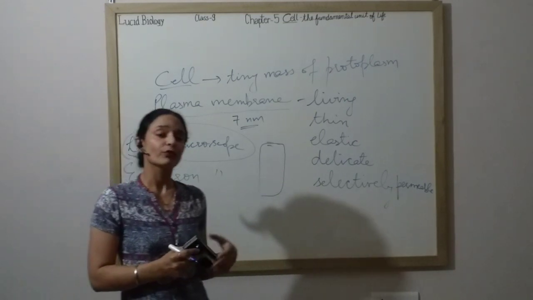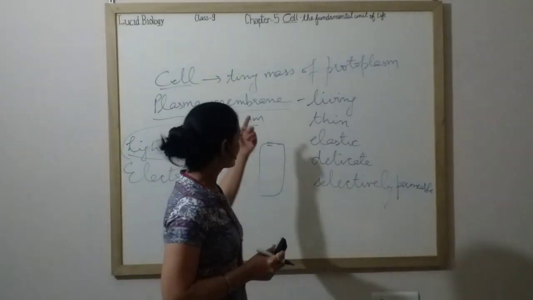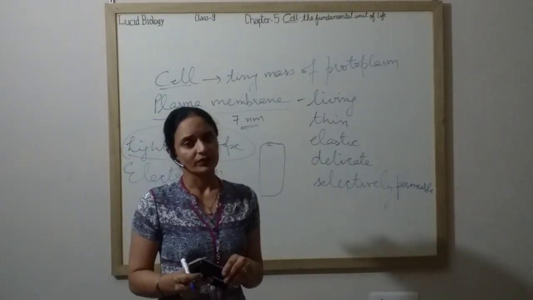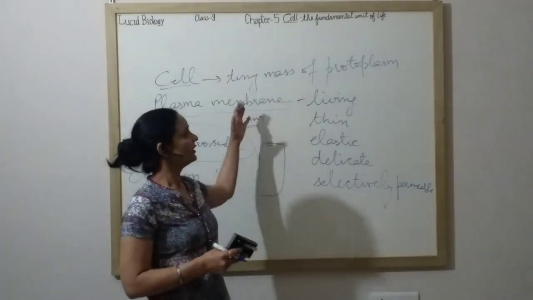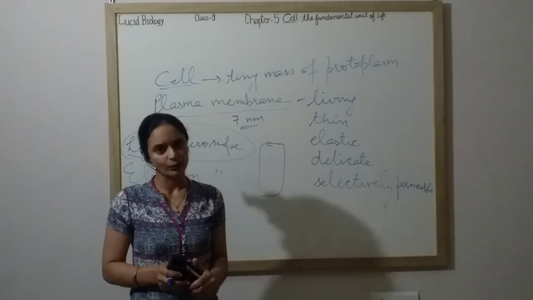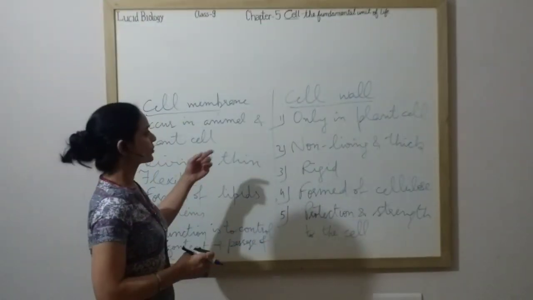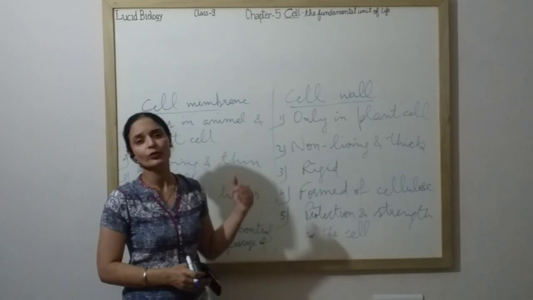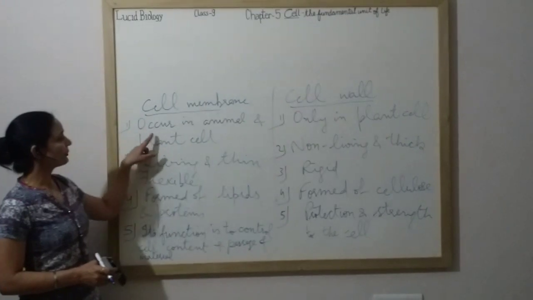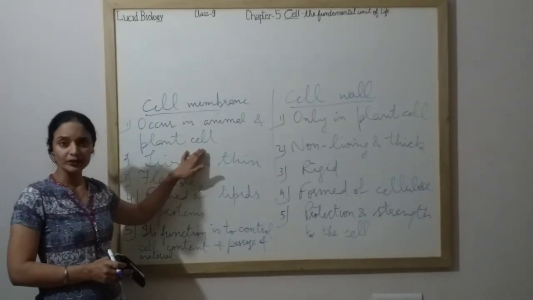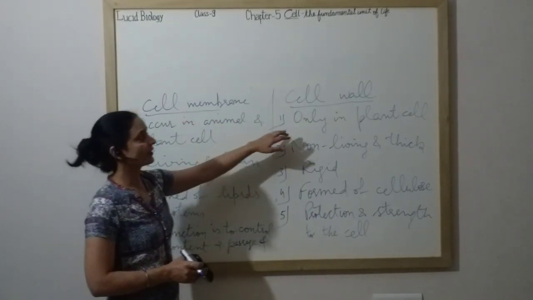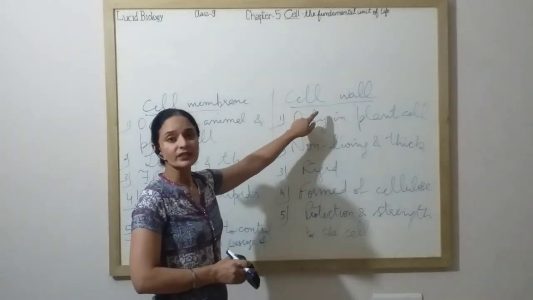Now we are going to study the difference between the cell membrane, that is the plasma membrane, and the cell wall. Actually, the cell wall is present in plant cells only. This is a non-living layer. Cell membrane is present in both plant and animal cells, and in addition to the cell membrane, in plant cells there is another non-living layer which is called the cell wall.